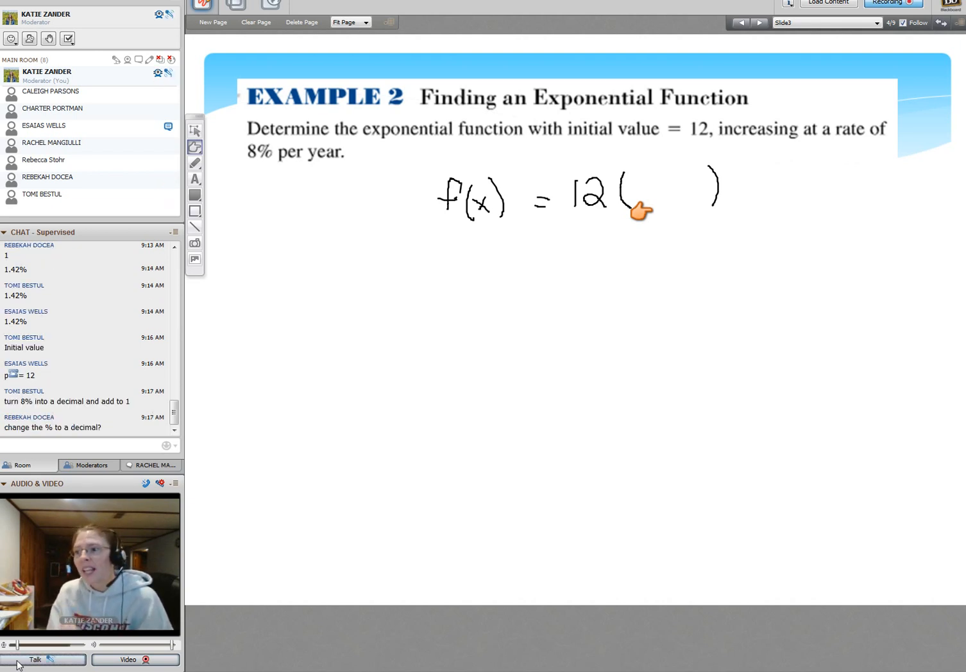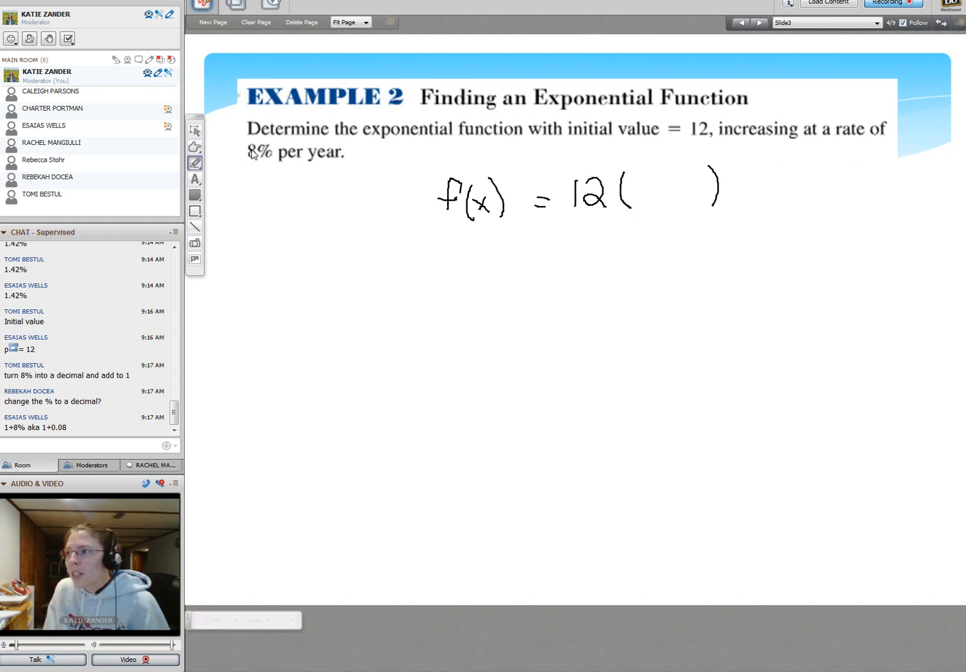Turn the 8% to a decimal and add 1. Perfect. I was a little worried that you weren't going to turn the 8% to a decimal at first, but we do need to do that. So 8% as a decimal is 0.08. And because this is growth, you are increasing, you need to add that to the 1 that's inside parentheses.